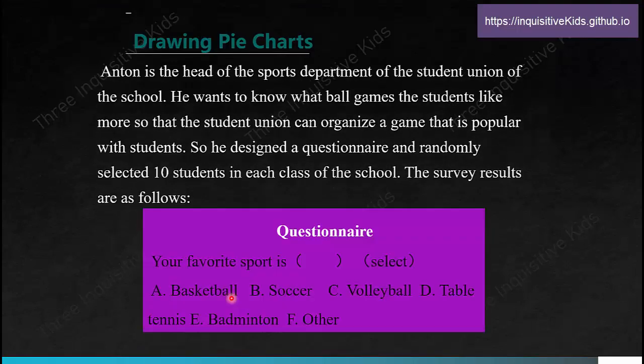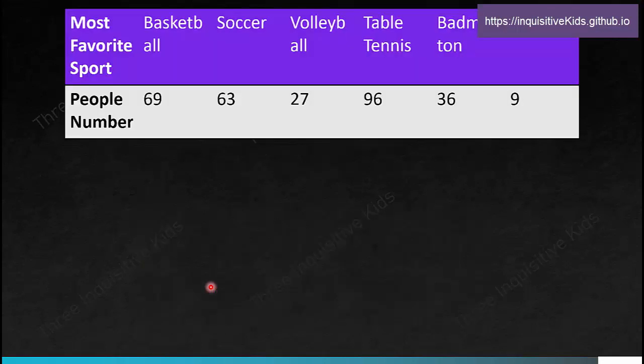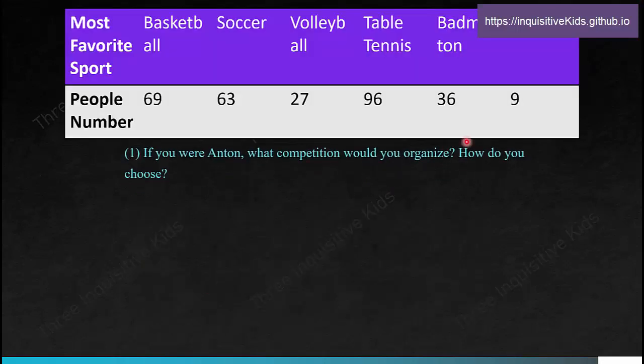Well, from the last slide, we said that the goal of this investigation was to find which sport the student union can organize that is most popular with students. So how do we choose here? Find which one of these sports has the most votes, and we can compare all of these different values, and we see that 96 is the largest number here. Which sport has 96 people? Table tennis. So if you were Anton, you would organize a table tennis tournament. Therefore, the answer to the question is table tennis.